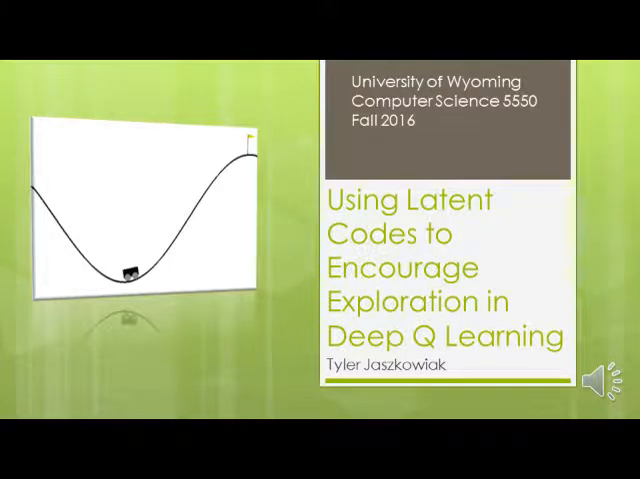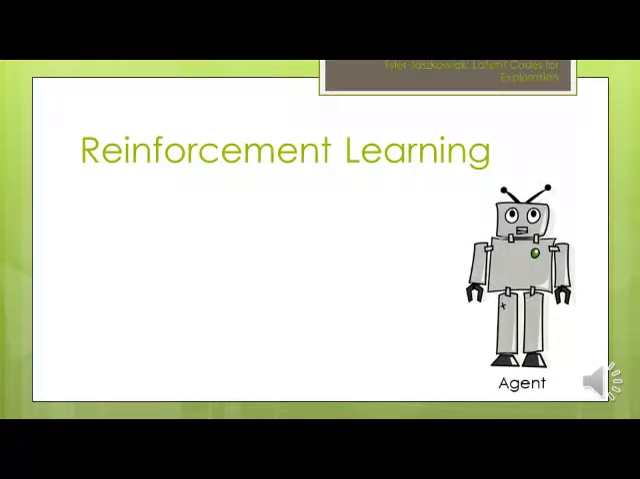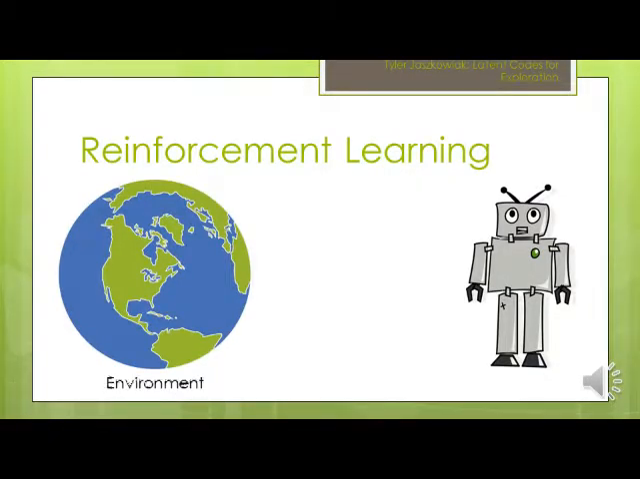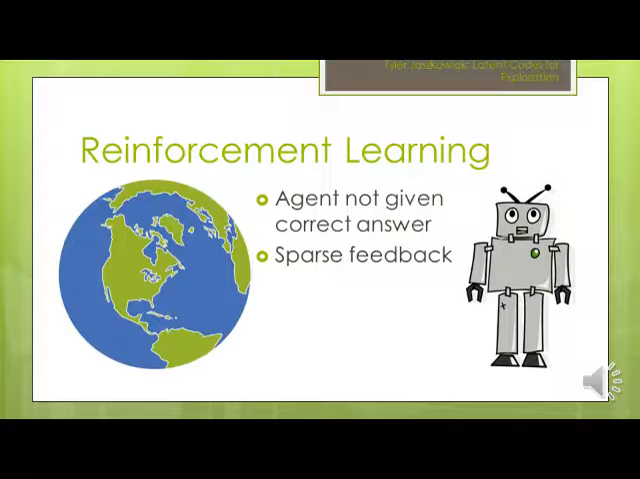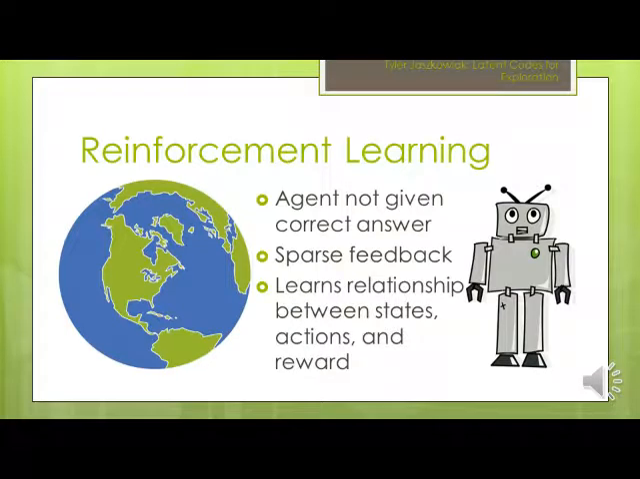My name is Tyler Jaszkowiak, and this project is about the use of latent codes to encourage exploration in deep Q learning. In the branch of artificial intelligence called reinforcement learning, an agent must learn to interact with its environment without being explicitly told the correct way to act. Feedback may be given to the agent only very rarely. It must learn what environment states are good and what actions are valuable based on an infrequent reward signal.